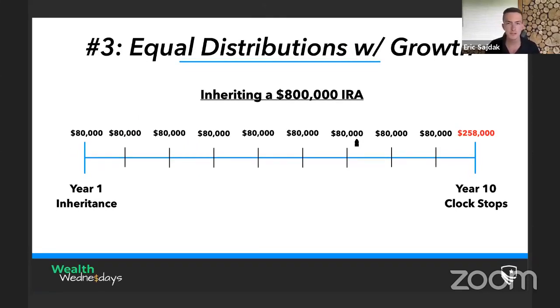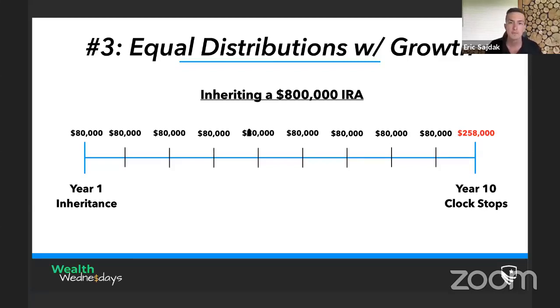Well, most of us are going to be investing that money during those 10 years, so you need to be factoring this in as well. This is going to make it almost impossible to take equal distributions because we don't know what the growth is going to be. Growth over the last 10 years would have been a lot better than growth from 2000 to 2010.